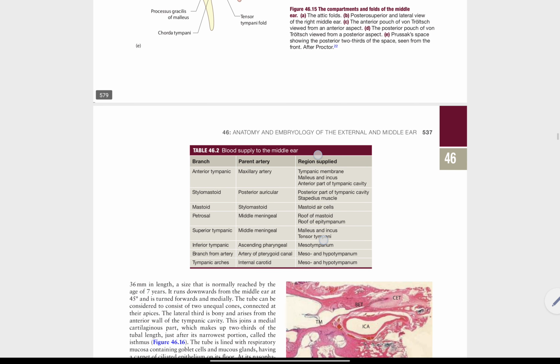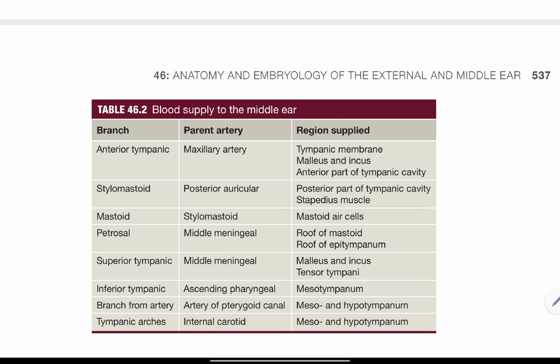Blood supply to the middle ear: branch, parent artery, region supplied. Anterior tympanic branch, maxillary artery, tympanic membrane, malleus and incus, anterior part of tympanic cavity. Stylomastoid branch, posterior auricular artery, posterior part of the tympanic cavity, stapedius muscle. Mastoid branch, stylomastoid artery, mastoid air cells.